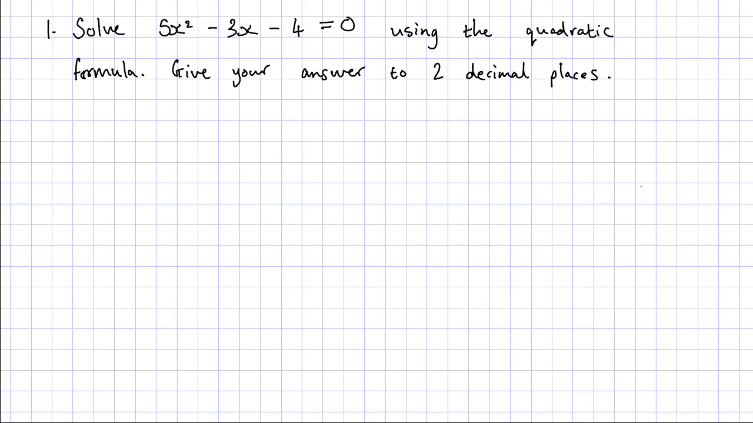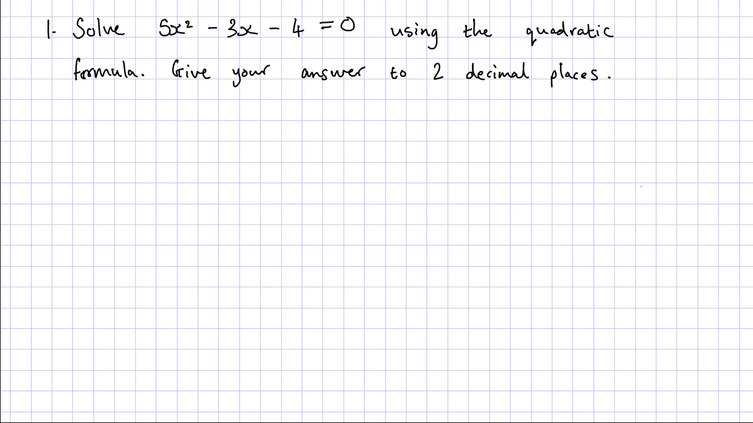This video is on solving quadratic equations using the quadratic formula. Now I have 5x squared minus 3x minus 4 is equal to 0, and I need to use the quadratic formula to solve this, and I need to give my answers to two decimal places.